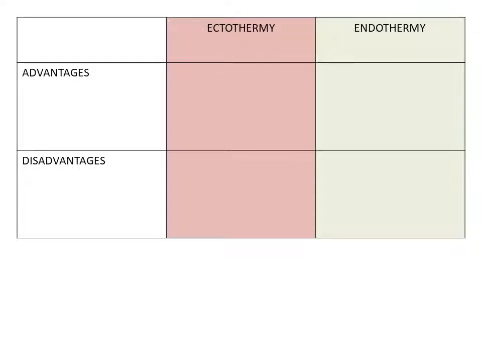I'd like you to just copy out this table and try and fill it in, please, with the advantages and disadvantages of being an ectotherm and an endotherm. And for this I want you to think a bit about what I've just been talking about in terms of the energy requirements of keeping your body temperature constant and the effort that you need to go through to do that, and how much energy you're going to need and how efficient that is, and also relative to things like your body size and so on.